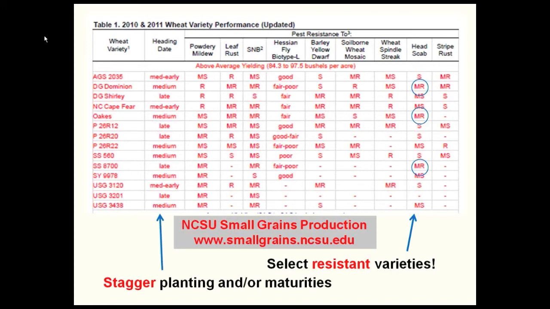Next tactic, stagger those planting dates. Most people seem to find this difficult because there's a narrow window. You've got to go out and plant. But staggering the maturities, in this case the heading dates of the varieties, is actually a little bit easier. That one's medium maturing, that one's medium, and that one's late. Okay, not a lot of variation there, right?